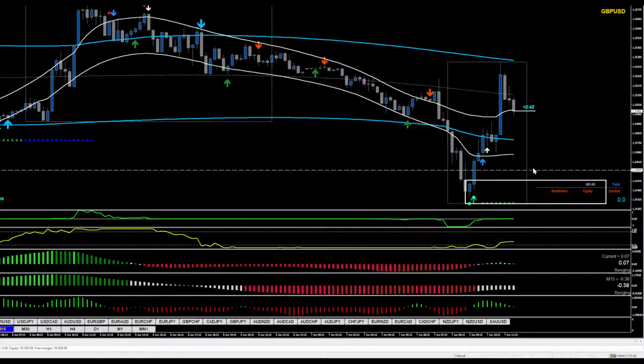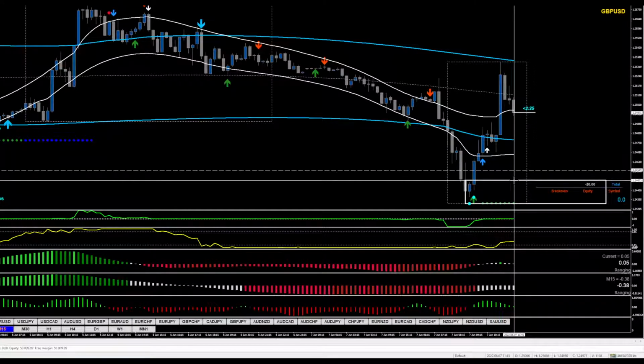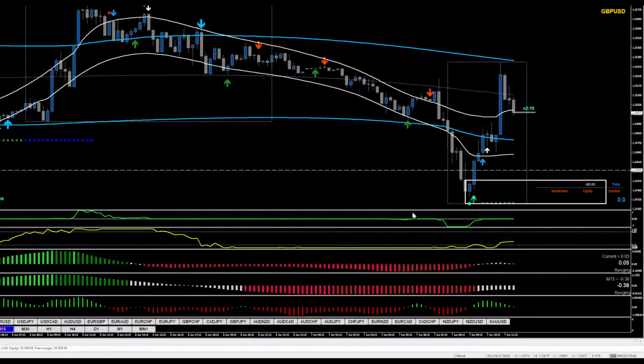Let's see if we're coming down here again. I mean, with the positive news on the British pound, I'm almost willing to just set a pending order here at that order block with a stop loss right underneath it and see if we could get an entry. That would be fantastic.